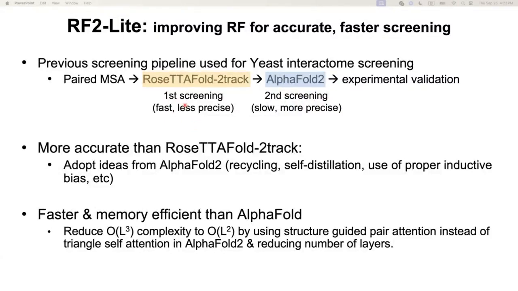And we hoped that by developing this RF2 Lite, we could improve RoseTTAFold 2 track by incorporating some concepts from AlphaFold 2, such as recycling, self-distillation, and the use of proper inductive bias, something like the Pairformer. We also hoped it would be more computationally efficient than AlphaFold 2, so that we can still do a fast first screening, but with improved precision. We basically achieved this by reducing the computational complexity from L cubed to L squared through structure-guided pair attention.